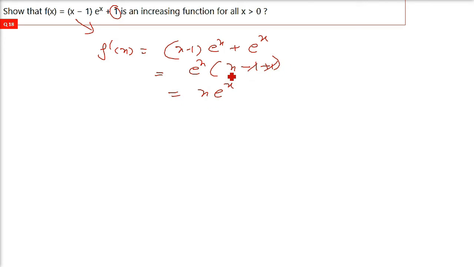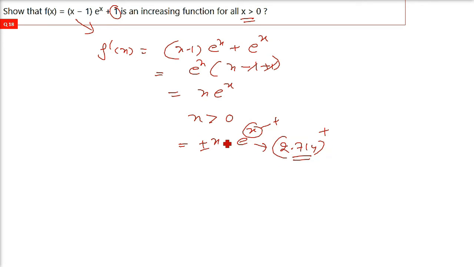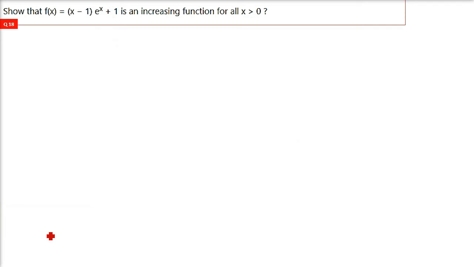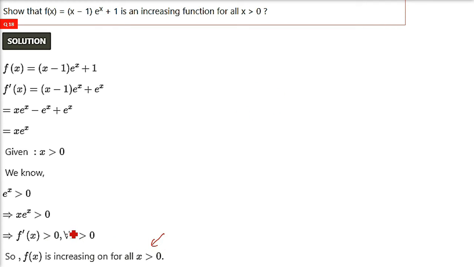So the whole idea is to show that x into e raised x should be greater than 0 when x is greater than 0. When x is greater than 0, x will be positive. And e raised x is positive, because e is a constant number which is 2.718, and if you take any positive number and raise it to any power, it's going to give you positive only. So x e raised x should always be greater than 0. So f dash x is greater than 0, so this function is increasing for all x which is greater than 0. So the things you have to write here are like this, and all these mathematical symbols, like for all, you need to use so that you complete the answer and explain it to the examiner.